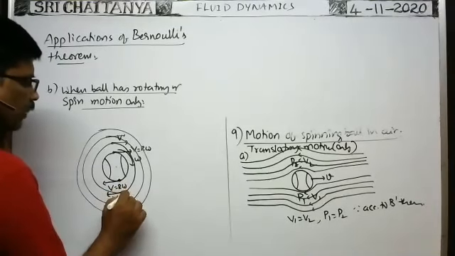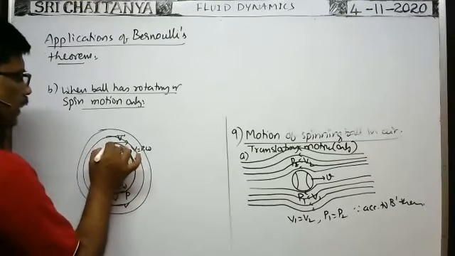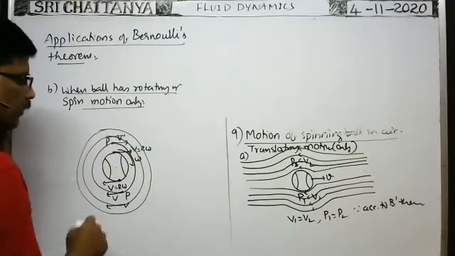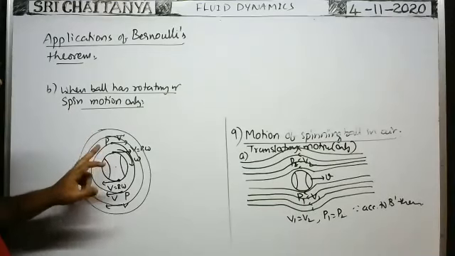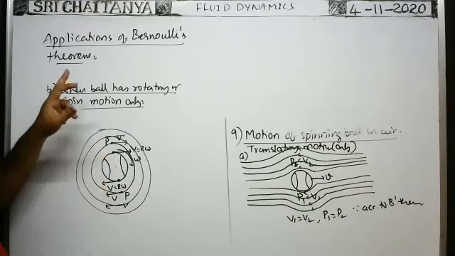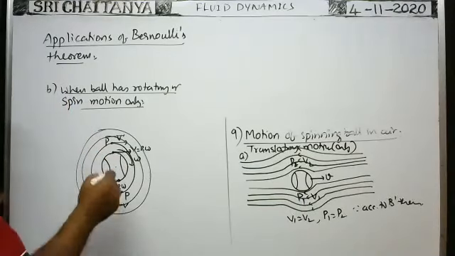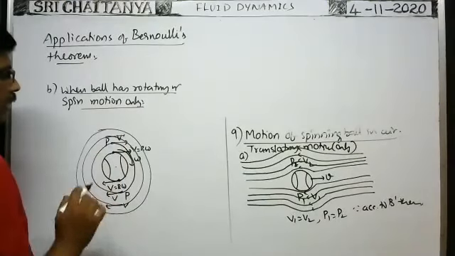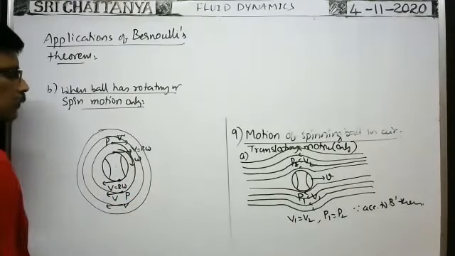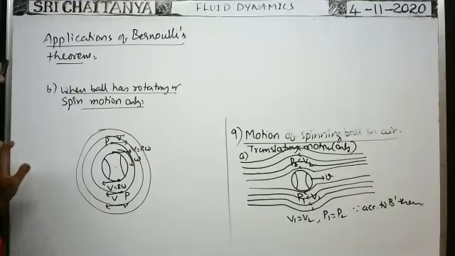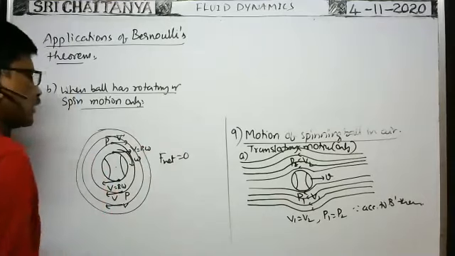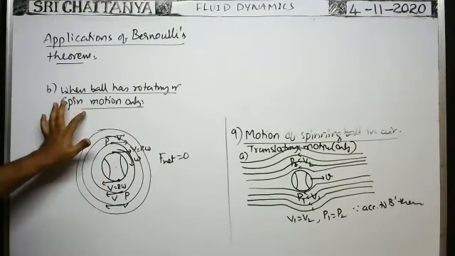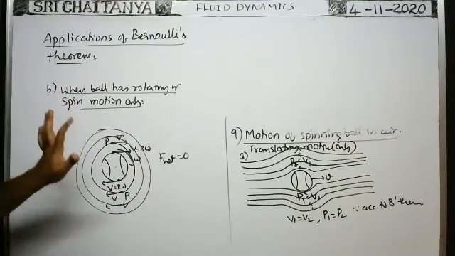When the velocity is the same at the top and bottom, the pressure is also the same. The pressure at this point and at this point are both the same. So when the pressures are the same, no net force acts on the ball in the vertical direction or in the horizontal direction. So the net force is zero here. This is the case of purely spin motion of the ball.